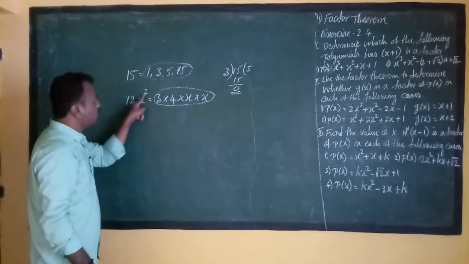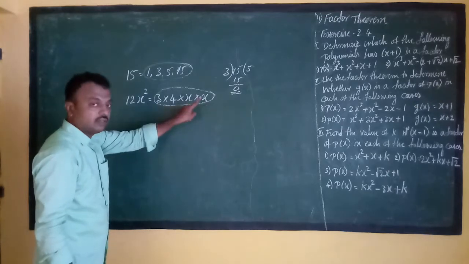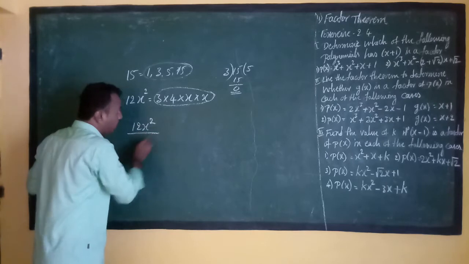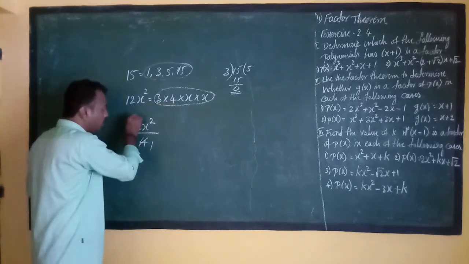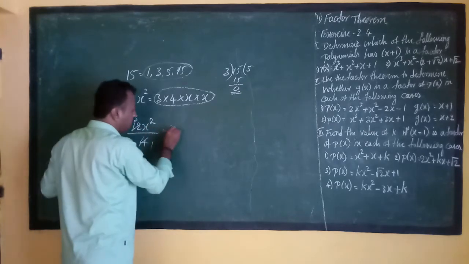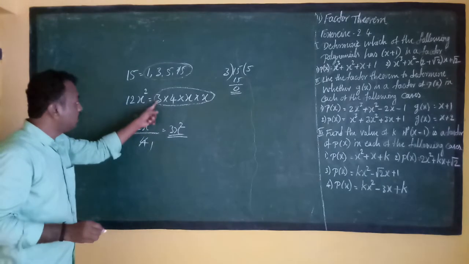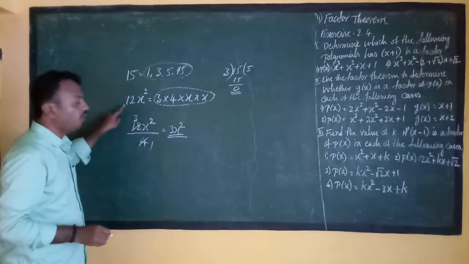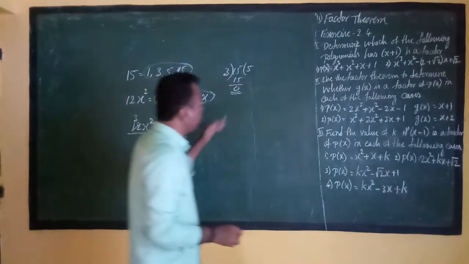So 12x square is equal to 3 into 4 into x into x, and it is divisible by these factors. Here, if 12x square is divided by 4, 4 ones are 4, and we get 3x square. So it is exactly divisible by 3 and 4 and x and x. So these are the factors of 12x square. Understand students? Yes.